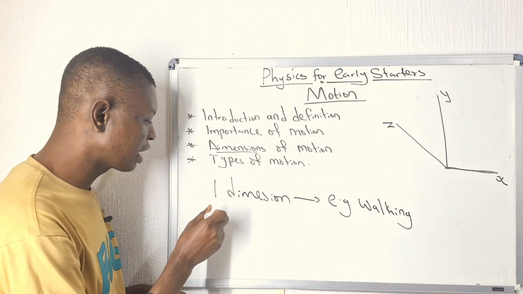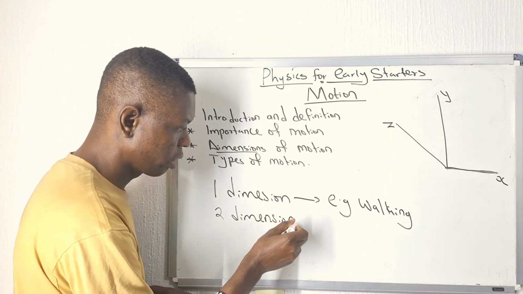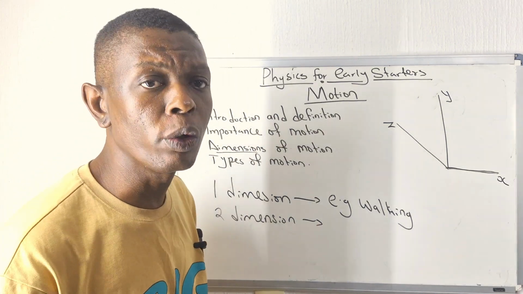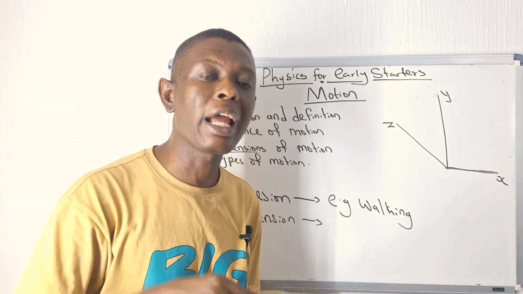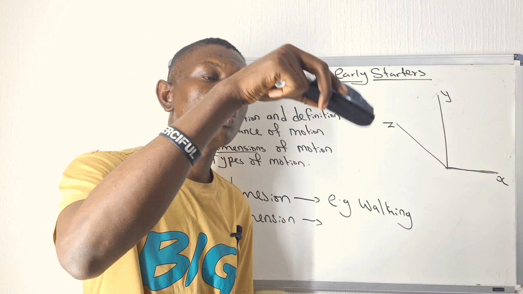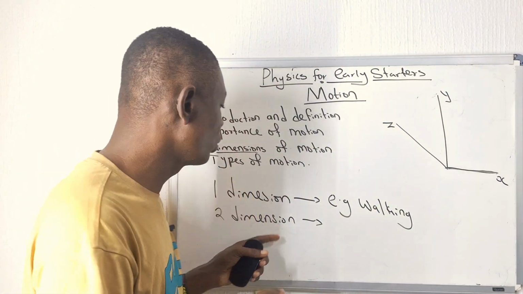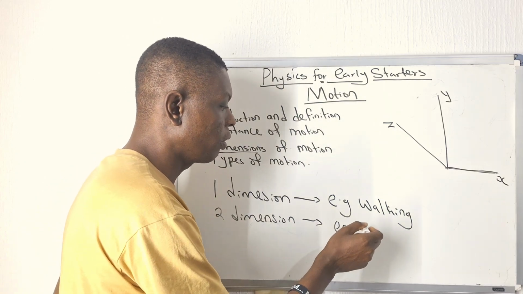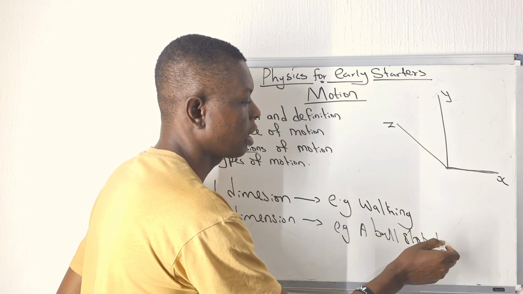Now, we have two dimensions. When we are talking about two dimensions, an example could be a ball. When a ball is being played or shot in the air, you know the ball can be moving horizontally and then also drop down vertically. So this type of motion is said to be a two-dimensional motion, e.g. a ball shot into the air.